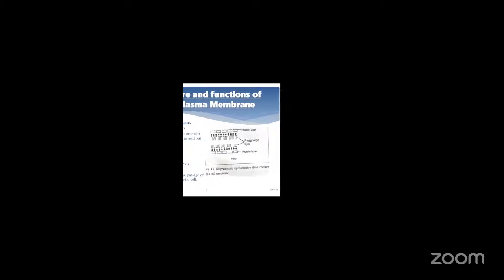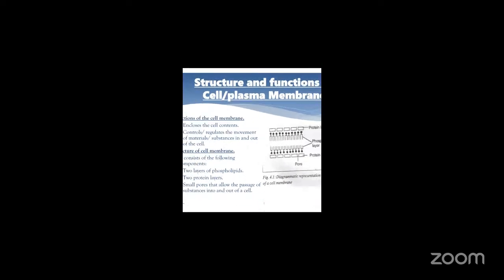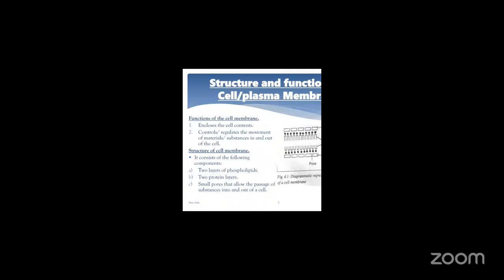Like you can see here, they have pores, and these pores are selective, meaning they only allow materials which are small enough to fit to move in and out of the cell, while if a material is bigger than the pore, it cannot fit through. That's why we're saying it controls, it regulates movement of materials, because it doesn't allow everything to pass through. Only those materials whose molecules are small enough to fit in the pores.